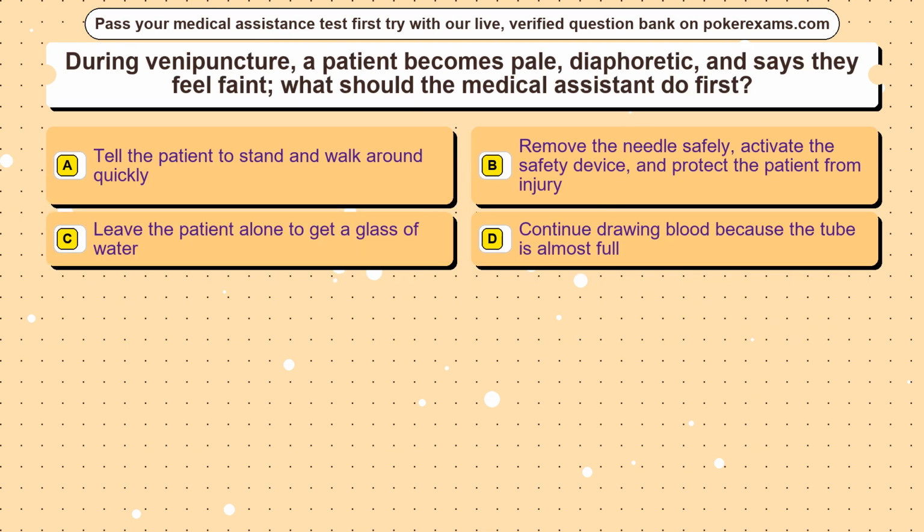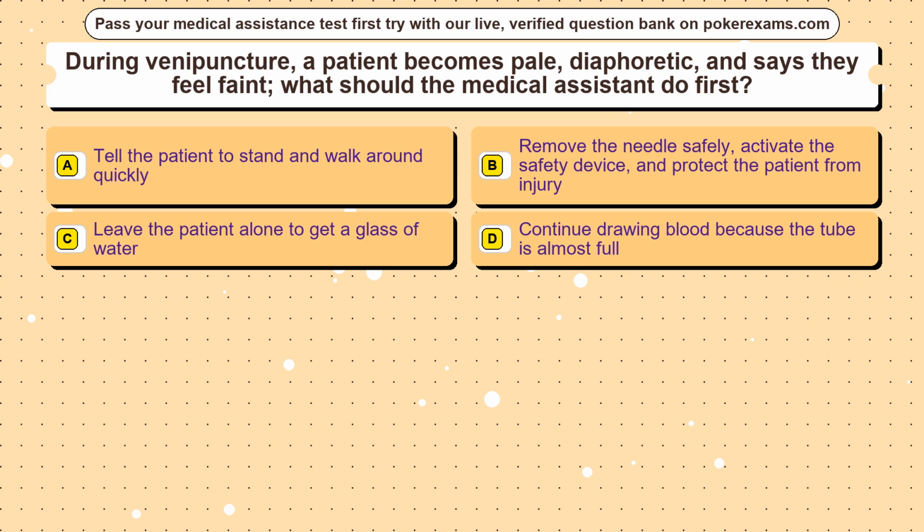Question 14. During venipuncture, a patient becomes pale, diaphoretic, and says they feel faint. What should the medical assistant do first? Option A. Tell the patient to stand and walk around quickly. Option B. Remove the needle safely, activate the safety device, and protect the patient from injury.